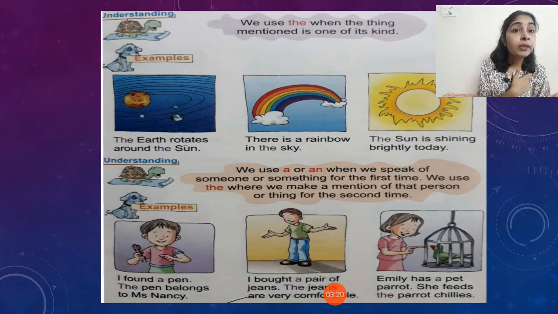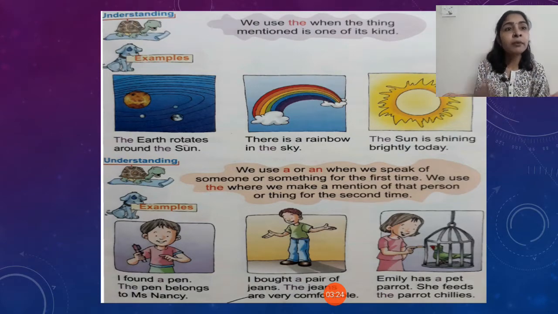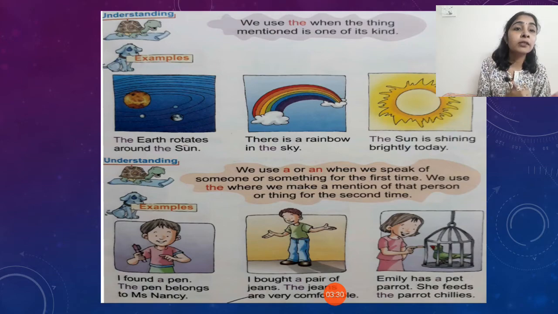There is a rainbow in the sky. There is only one sky. Okay, so there is a rainbow. Rainbows can be many. So with rainbow we are using a, but sky is only one, so we use the for the sky. The sun is shining brightly today. Again, sun is only one, so we use the there.